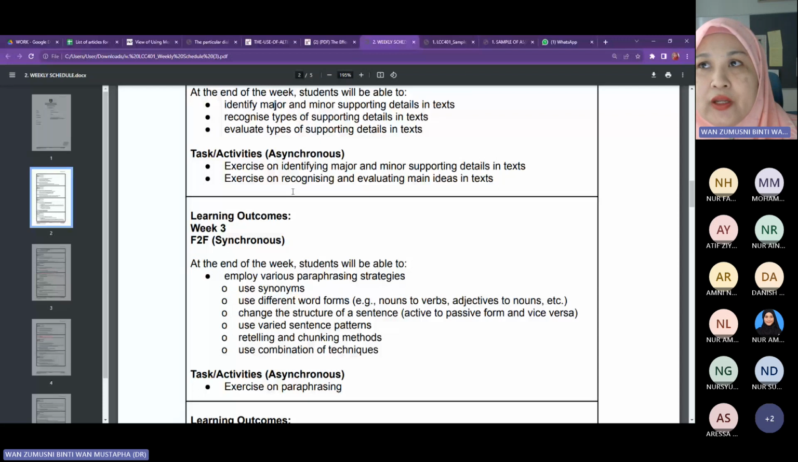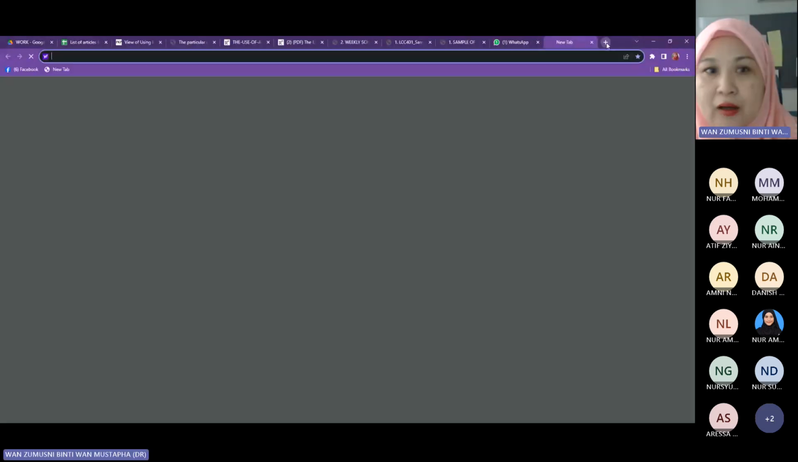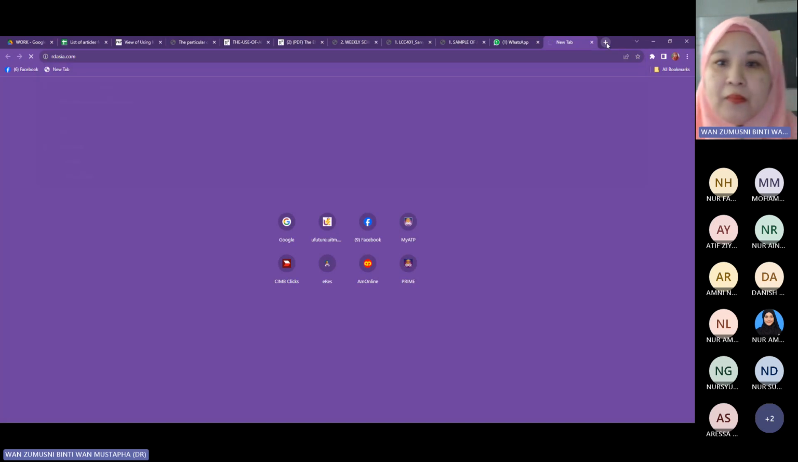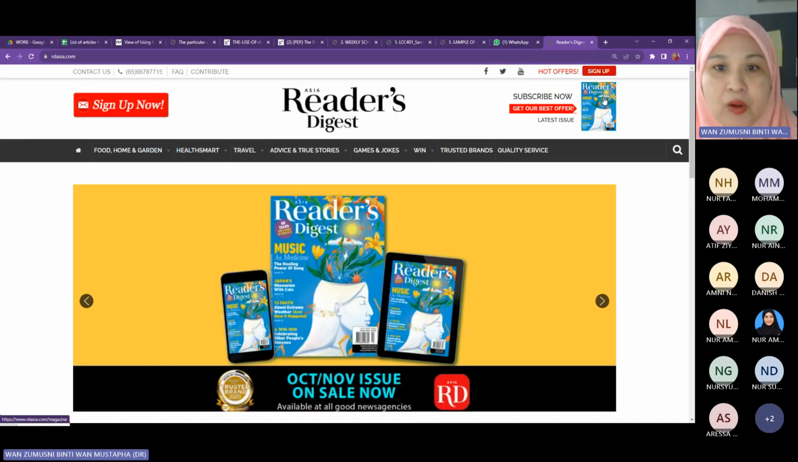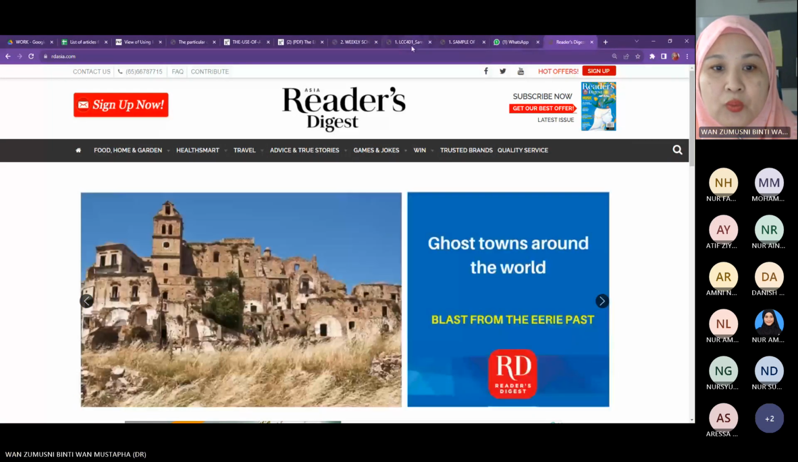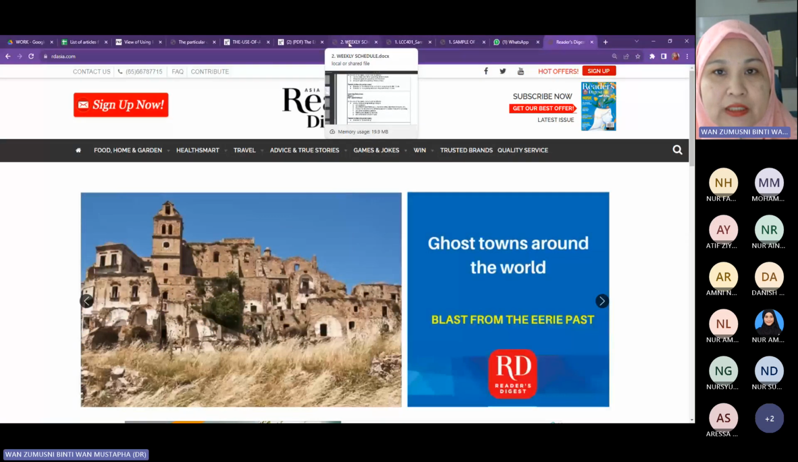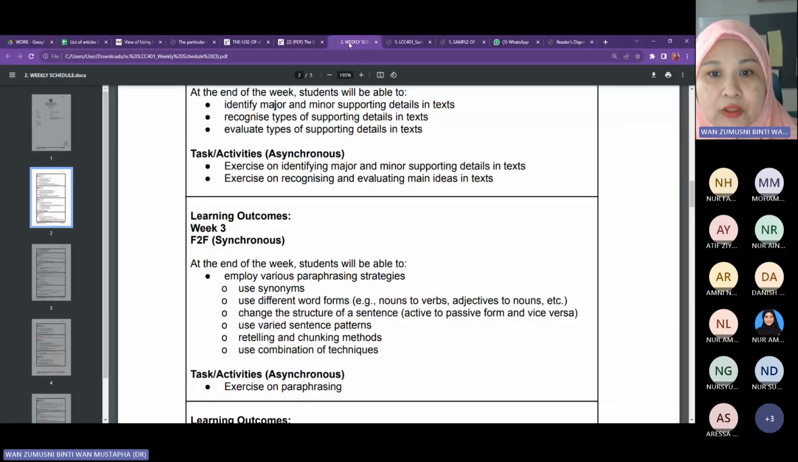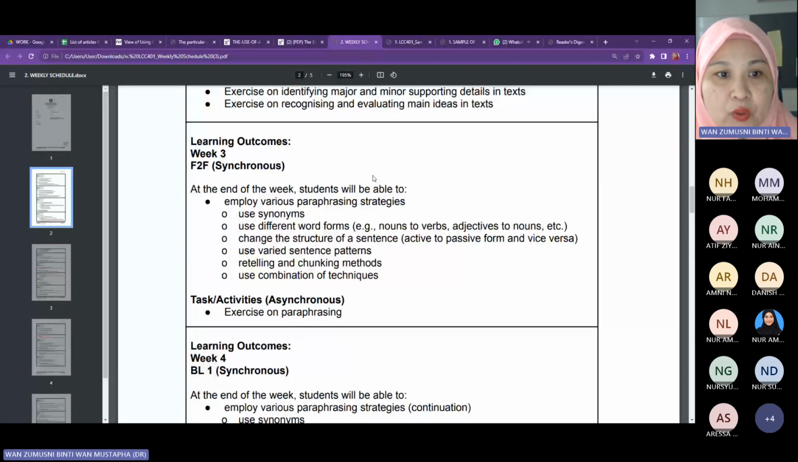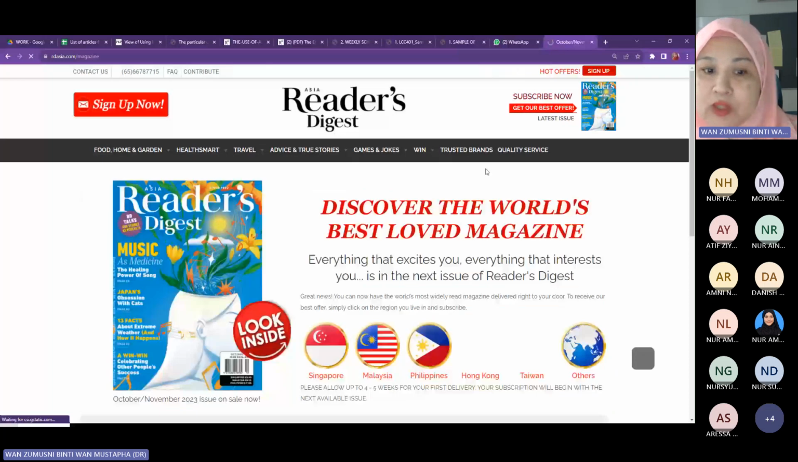And by week 2, we went through some articles in Reader's Digest Asia, right? If you go to rdasia.com, I asked you to go to rdasia.com while waiting for the magazine, and I asked you to choose some articles here. And if you still remember, we chose some articles and then identified different types of supporting details, major and minor supporting details. And then on week 3, you already have this magazine with you.